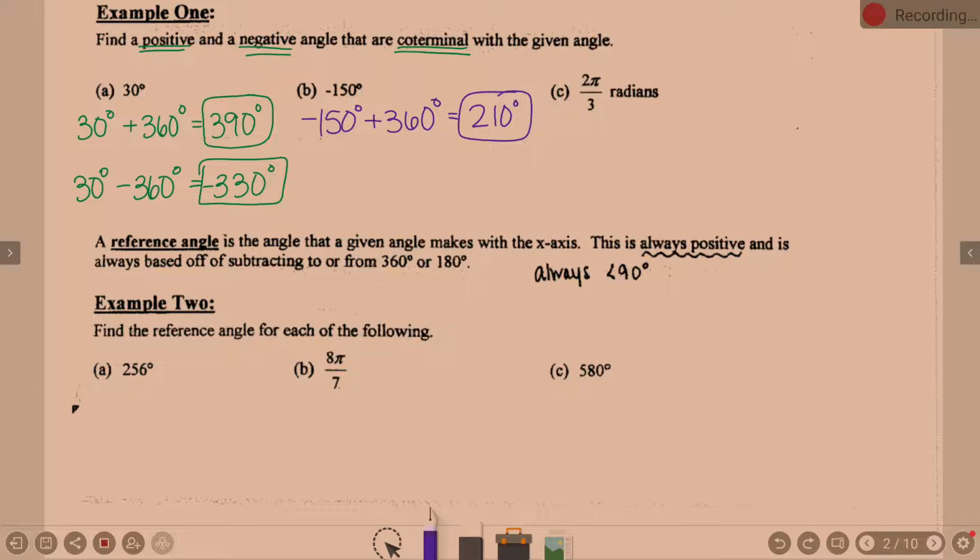What do we want to do this time? Take negative 150 degrees and subtract 360. So negative 150 minus 360 is negative 510 degrees. All names for the same angle.